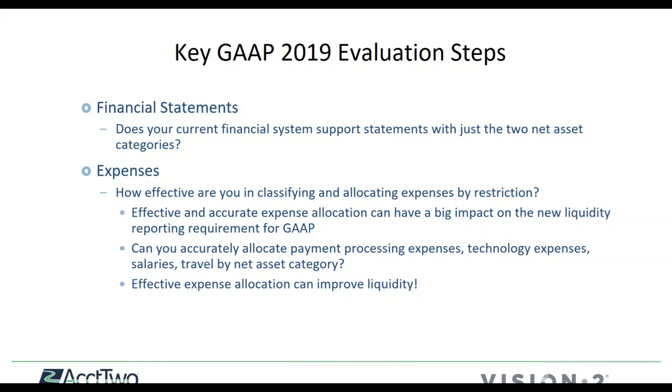Another big piece of this is how effective are we in classifying and allocating expenses? The more effective and thoughtful we are about classifying expenses, again, that shifts costs around. If we do have restricted funds, we want to make sure that we draw those funds down when we can appropriately, based on the way that the donor indicated the initial restrictions. So think about how we can allocate expenses, salaries, travel, all of that, to restricted funds when it's appropriate, so that we don't end up drawing down our liquidity number because we haven't done an effective job of expense allocation?